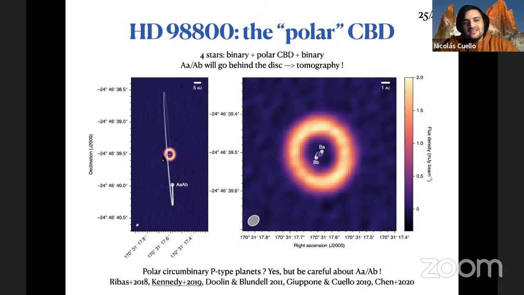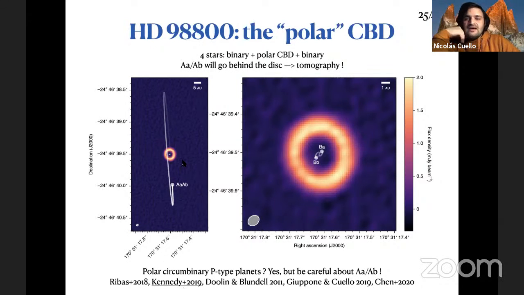And the disk around this little guy here is actually polar. So it's orthogonal with the binary plane here, and you have this outer binary going around. Again, this was expected from the theoretical point of view, but it was the very first detection. So this was very exciting.